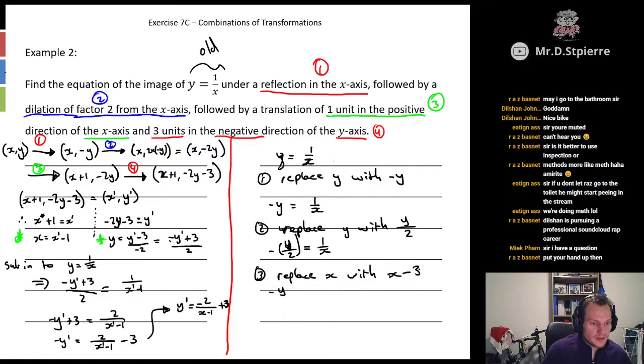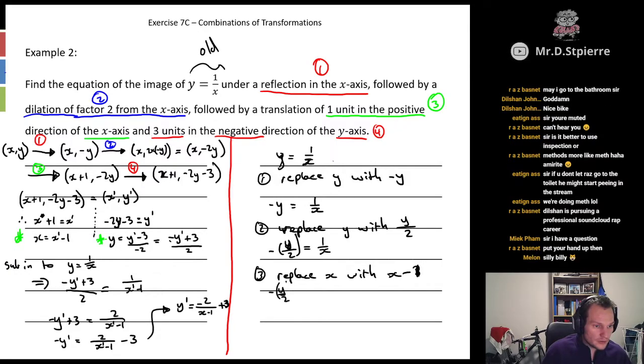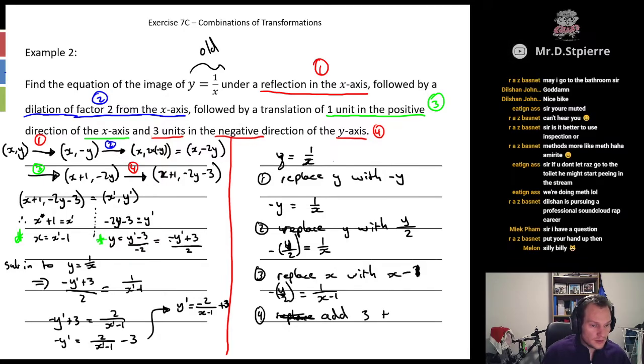Oh yes, I've misread this. We're translating horizontally by 1, so we get negative y on 2 is equal to 1 on x minus 1, and then stage 4 is, since we're doing a vertical translation, we add 3 to the end. So we get negative y on 2 equals 1 on x minus 1 plus 3.